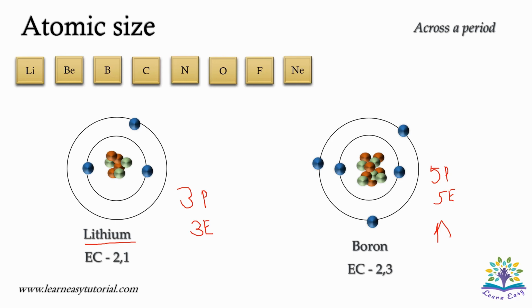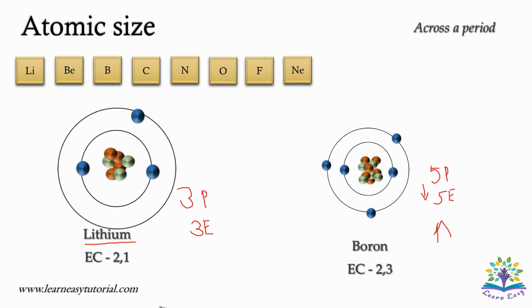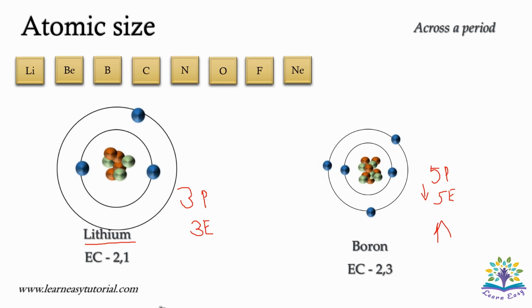As the nuclear charge increases, the distance from the nucleus to the valence shell will decrease due to the force of attraction, and therefore the size of lithium is slightly more than the size of boron. That is, across a period, the atomic size decreases.